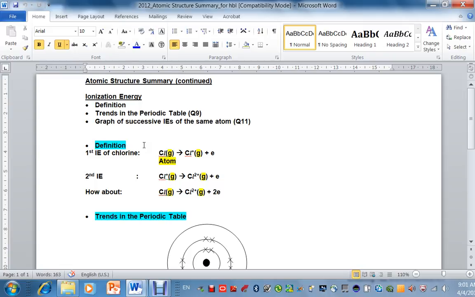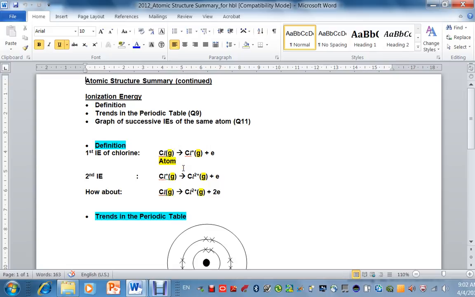For ionization energy, we are always talking about the atom. Even for chlorine, we know that chlorine exists as molecules, Cl2, but first IE is always removing an electron from the atom, not from the molecule. Secondly, everything is in the gaseous state. So the atom, the ion, they are all gaseous. There's no such thing as solid, liquid, aqueous, or whatever.